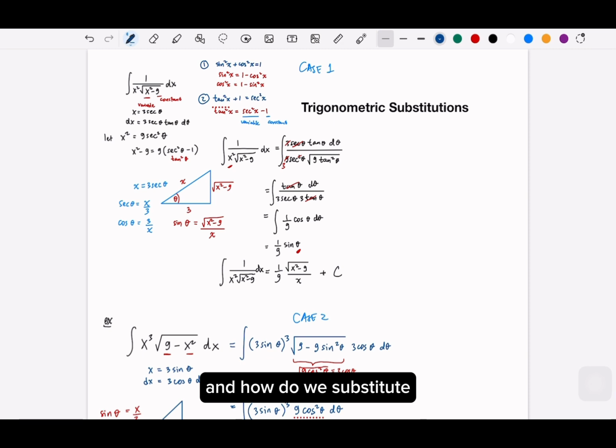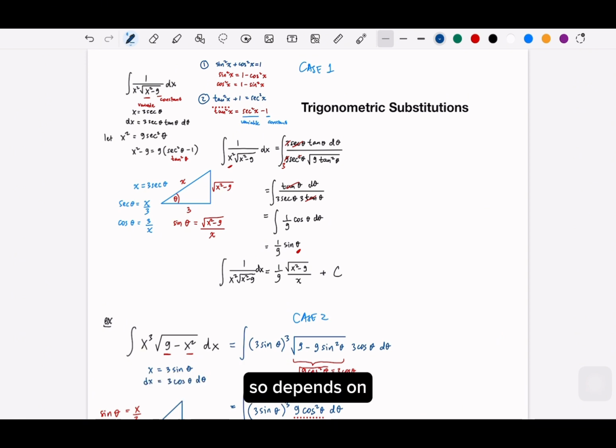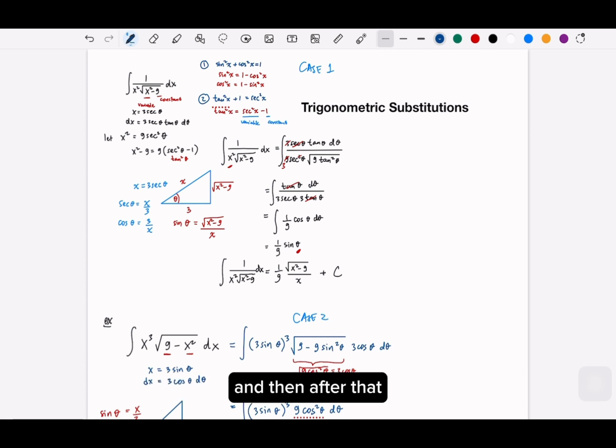And how do we substitute is based on these two identities, sine squared plus cos squared equal 1, and tangent squared plus 1 equals secant squared. Okay? So it depends on the structure in the integration equation, we can substitute with the trigonometric functions. Okay? And then after that, we are going to work on those integrals until we get the result.